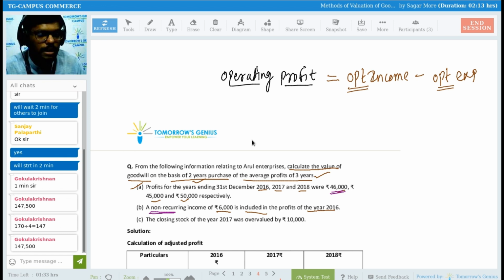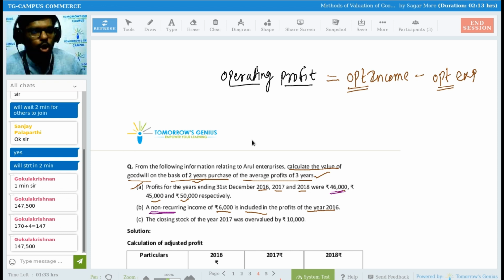Similarly, sir, there are some incomes which are non-operating also, non-recurring also, right? Which is not related to my day-to-day business. For example, if I received interest on my FD, fixed deposit, or if I received dividend from investment, those kinds of incomes are not my day-to-day business incomes. Those are non-recurring income. Those are non-operating income.